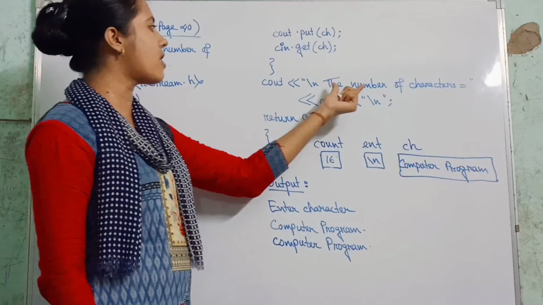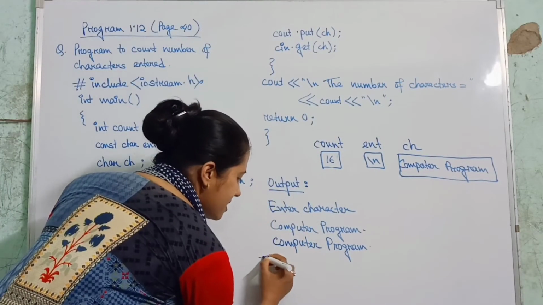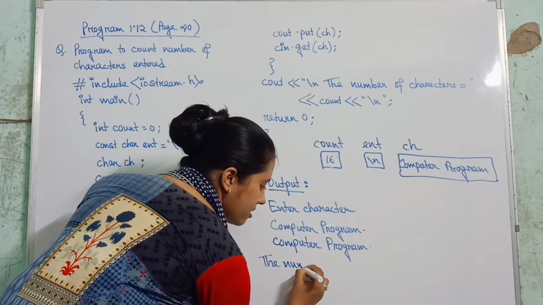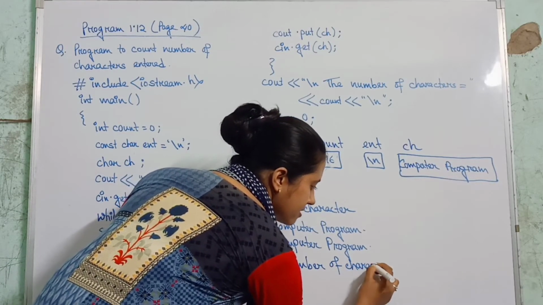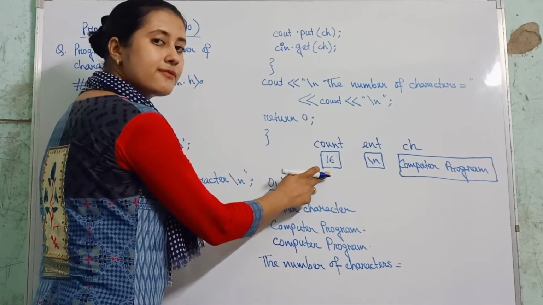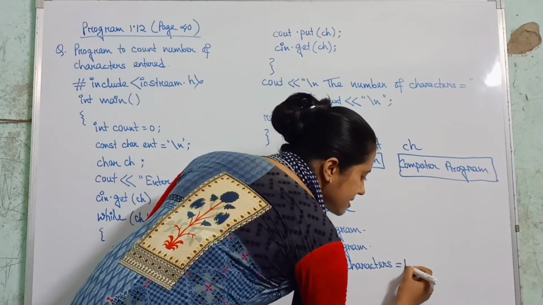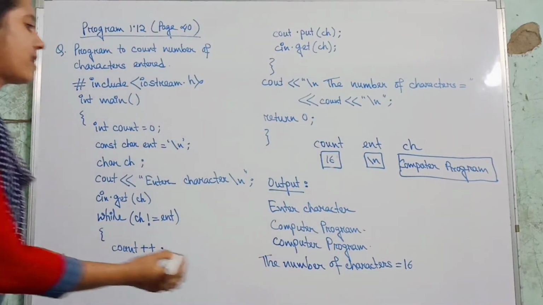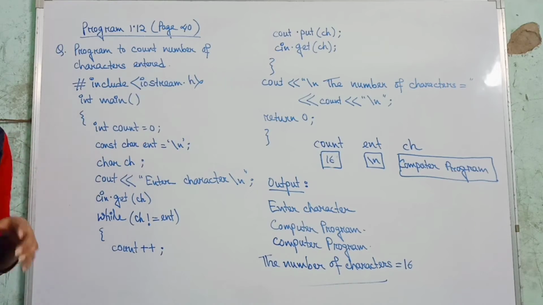Now what will it get? Cout the number of characters equal to count. So what will be printed? The number of characters equal to, where is it stored? In count. What is the count value giving us? Count is giving us 16. So it will simply print the value 16. This is how the get and put functions do their work in the C++ program. Clear?